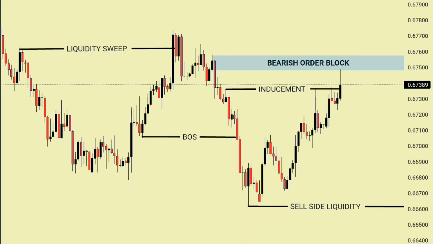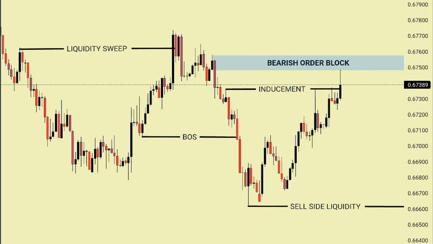Institutional traders always push the market from liquidity to liquidity. So after collecting liquidity above during the sweep and inducement, the natural target becomes the liquidity below. This sell-side liquidity becomes our take-profit zone for the sell trade.